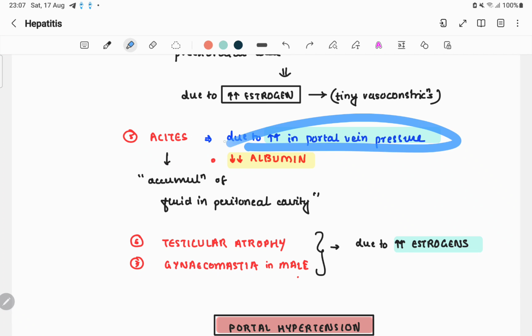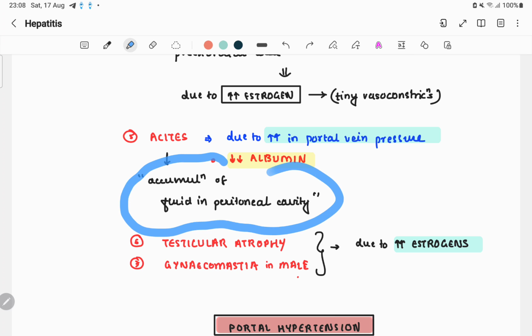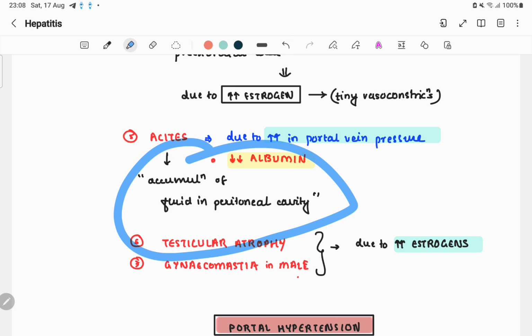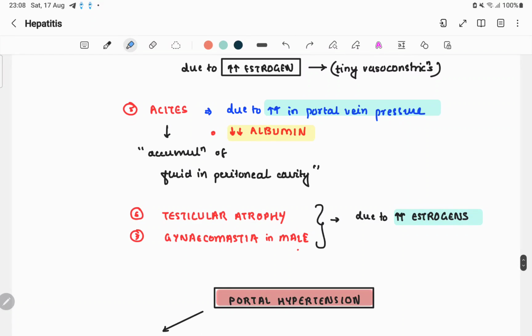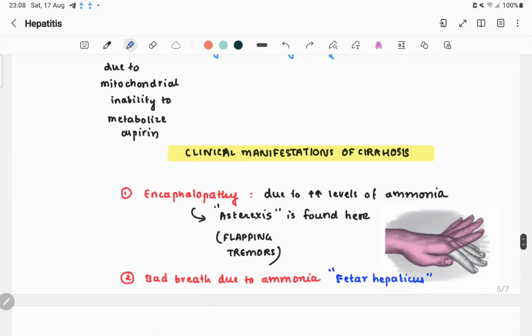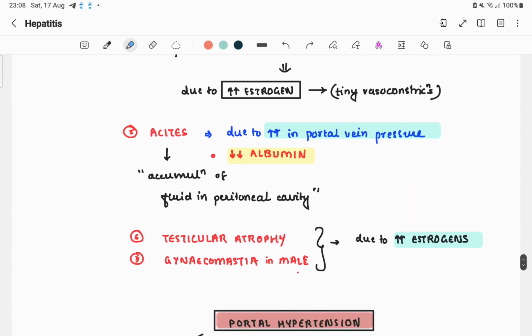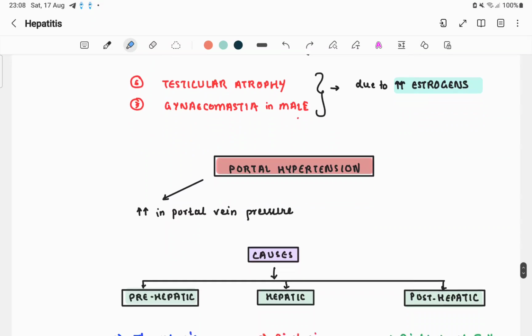Ascites due to increase in portal vein pressure, as cirrhosis has occurred. The pressure in blood vessels leading to the liver and leaving the liver increases, due to which ascites may occur. Ascites means accumulation of fluid in the peritoneal cavity. Associated with increased estrogens, it can lead to testicular atrophy and gynecomastia in males also. So these are some of the clinical manifestations: encephalopathy, bad breath, bilateral parotid enlargement, spider nevi, ascites, testicular atrophy, and gynecomastia.